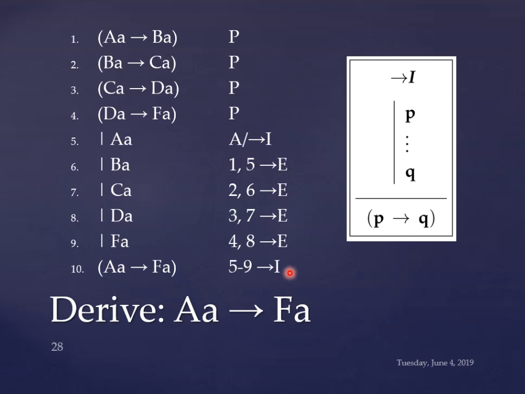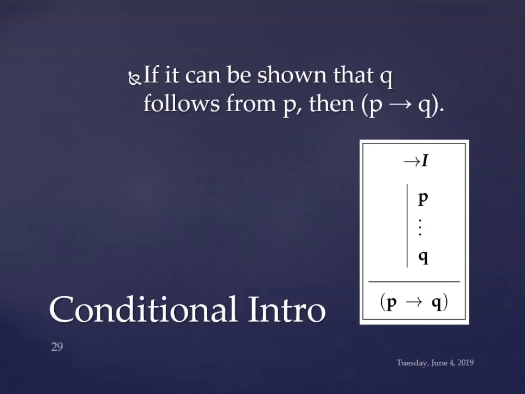And then I write arrow introduction because I'm creating a conditional. In these cases here, I'm eliminating a conditional. Here, I'm creating one. And so that's the problem. All right, so we have a rule here, conditional introduction, that says if it can be shown that Q follows from P, then we can say that if P is true, then Q is true, which is exactly what this is saying.